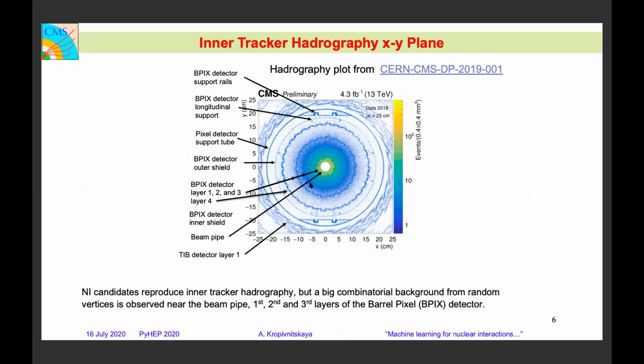So you could see nuclear interactions just occur inside of the material. Here you could see the innermost circle, which is the beam pipe. Afterward, layer 1, layer 2, layer 3, layer 4, outer shield. Also, there is the inner shield, but it's between the beam pipe and layer 1, and it's not visible here. After that, the pixel detector support tube, and also the pixel detector support rails.